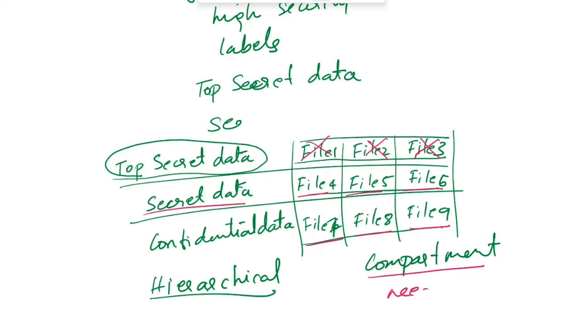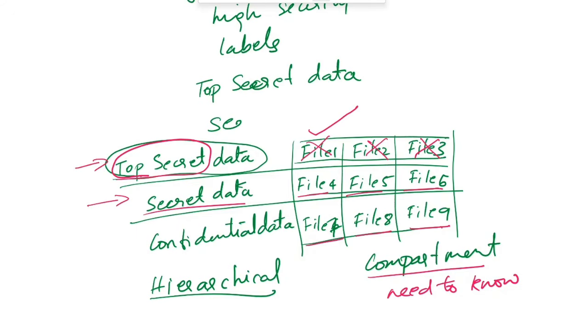This enforces the need-to-know principle. There is no relationship between these clearances or labels. Each domain represents a separate, isolated compartment. If you have top secret clearance, then you can only access 1, 2 and 3, and not even 1, 2 and 3. If 1 is required for your job, then you are accessing only file 1.